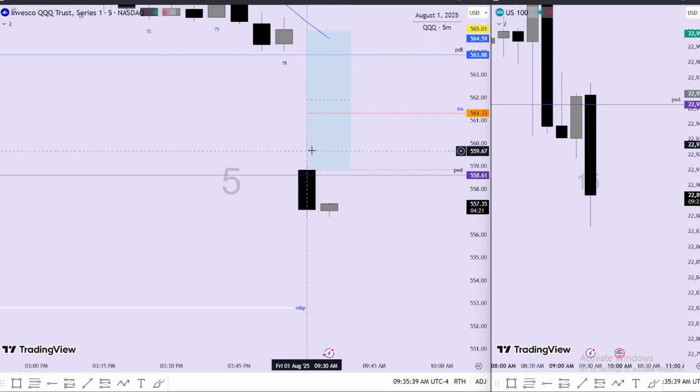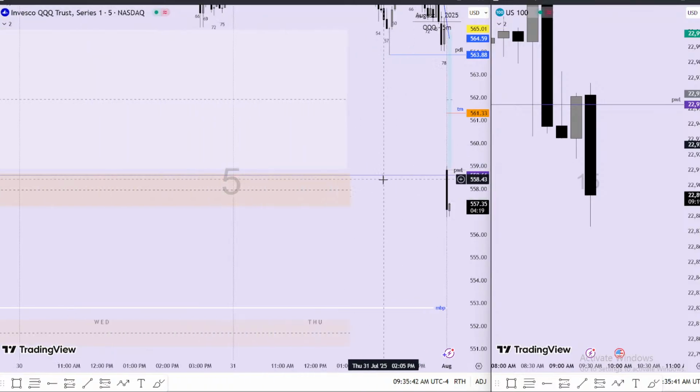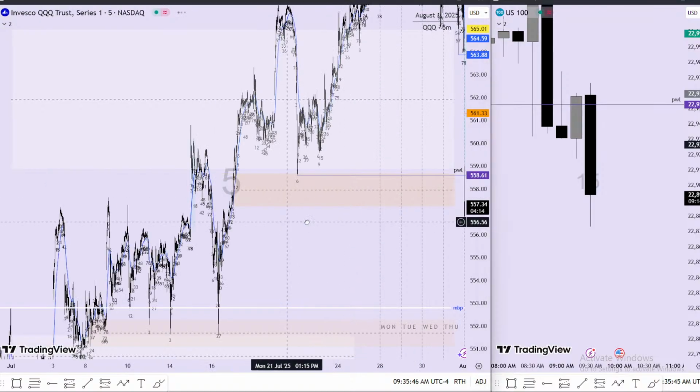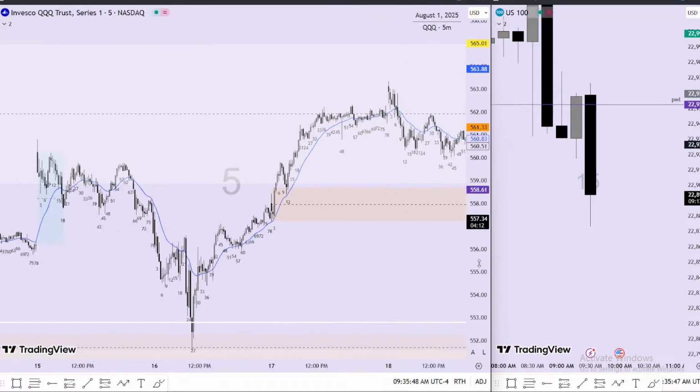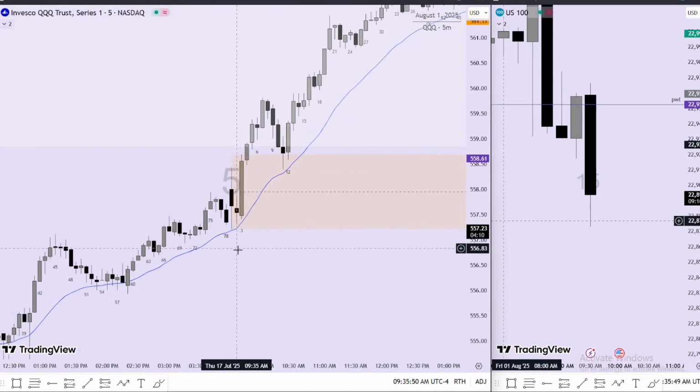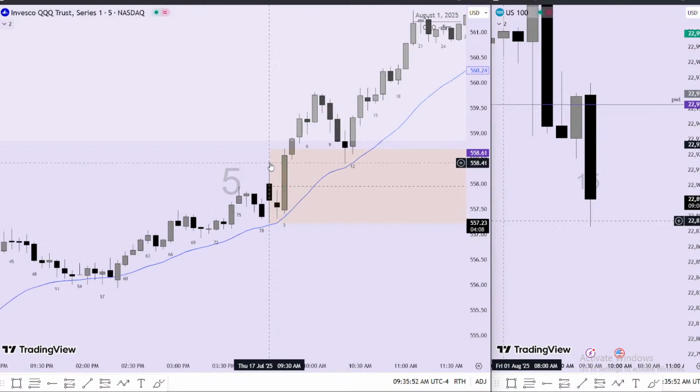Things to keep in mind: we have closed below the previous week's low. And where this box is coming from, this is the reference point I'm talking about. This is the opening range, the first 15 minutes range on 17th of July. This was the low tick of the day. The first candle was the low tick of the day.